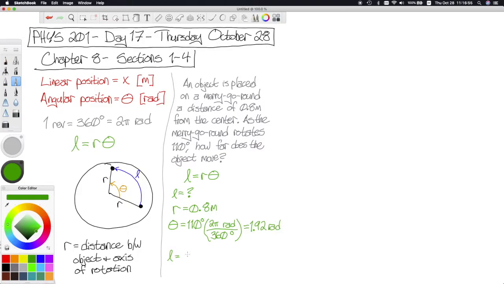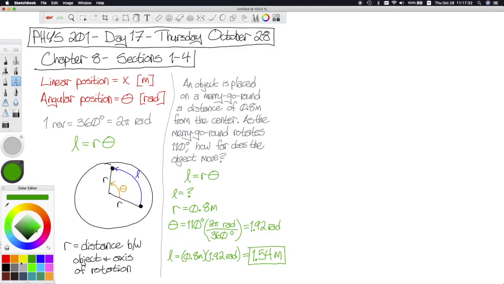So now we're ready to plug in. L is the distance of our object from the center of rotation, 0.8 meters, times the amount that that object was rotated in terms of radians, so that 1.92 radians. We multiply those together, and we get an answer of 1.54 meters.